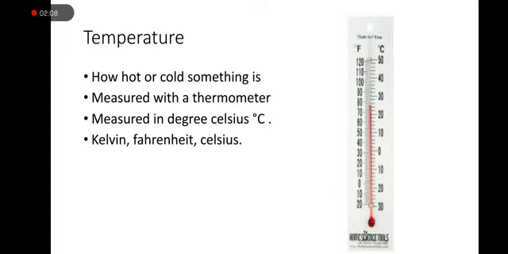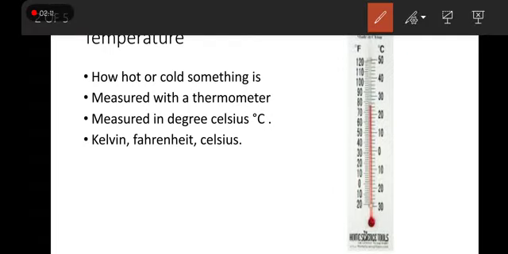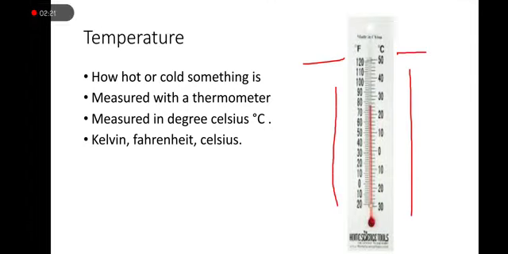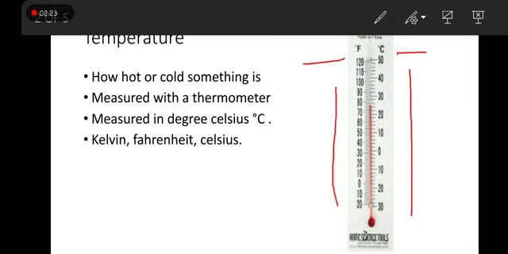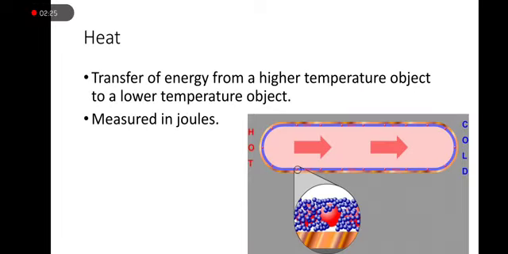In this picture you can easily see the Celsius and Fahrenheit scales, and these are the numbers. Okay, next is heat. Heat is different from temperature. Heat means the transfer of energy from a higher temperature object to a lower temperature object.